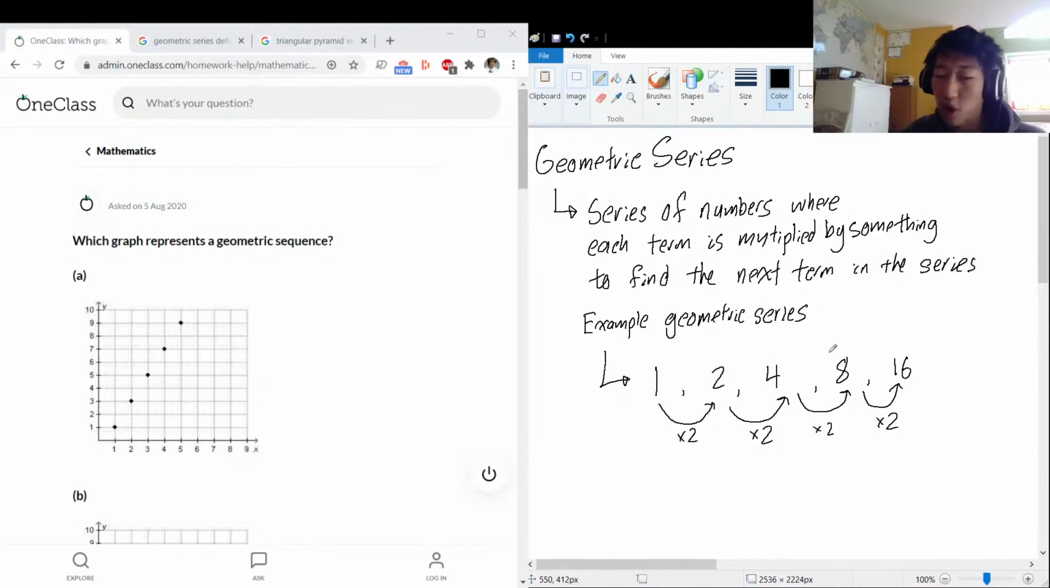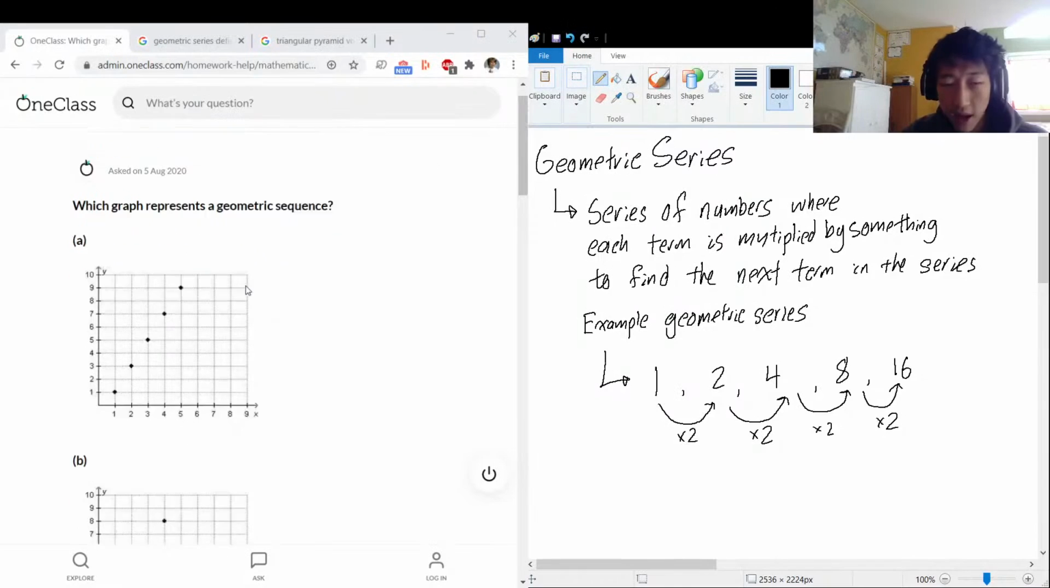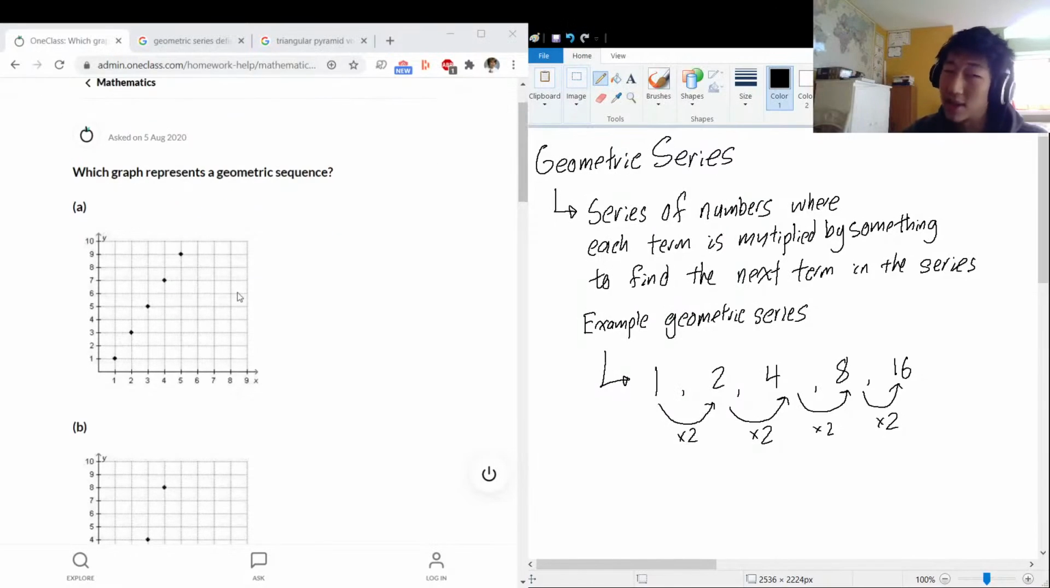We should look for that type of pattern among these graphs, and see if any of them follow this pattern. If it follows that pattern, we know it's a geometric sequence. Series and sequence are kind of similar.